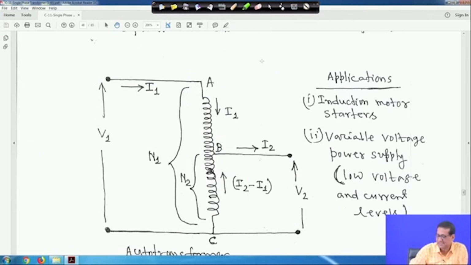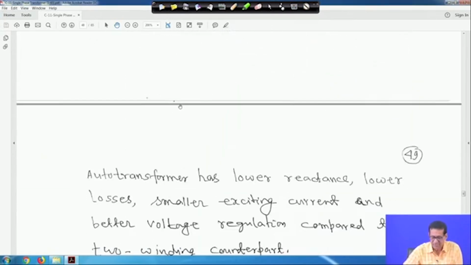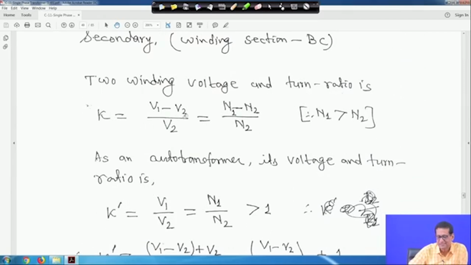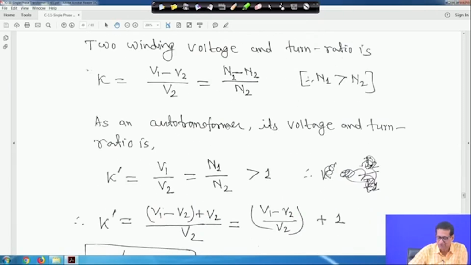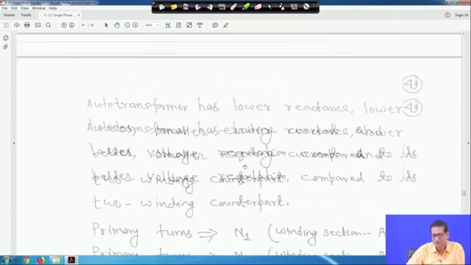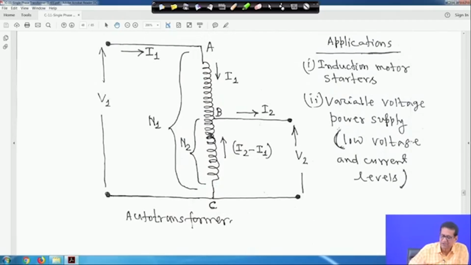Same, I am writing K is equal to V1 minus V2 upon V2, which is N1 minus N2 upon N2, of course N1 greater than N2. Now, when you take an auto transformer, the voltage and turns ratio will be K dash is equal to V1 upon V2. For an auto transformer, the same winding is used for both. So this is one turn, that is N1, and this is another turn on the same winding, from which we are tapping something out. So the voltage is V2.